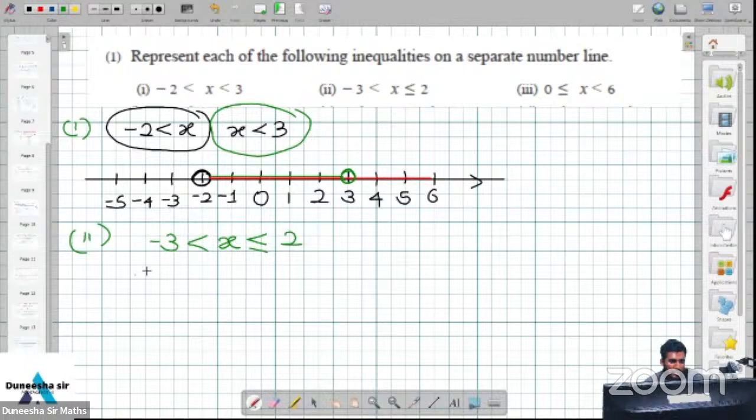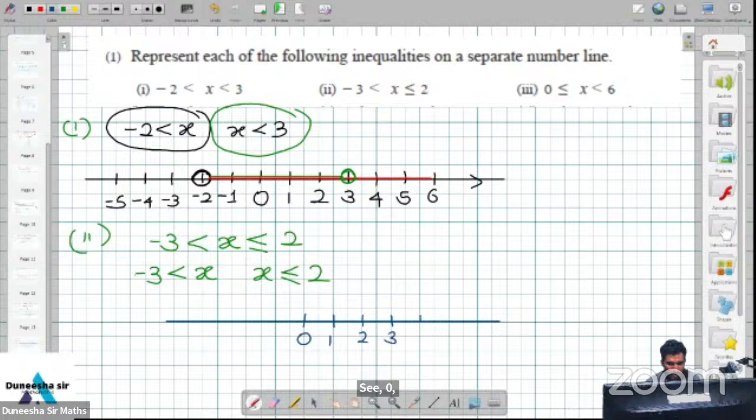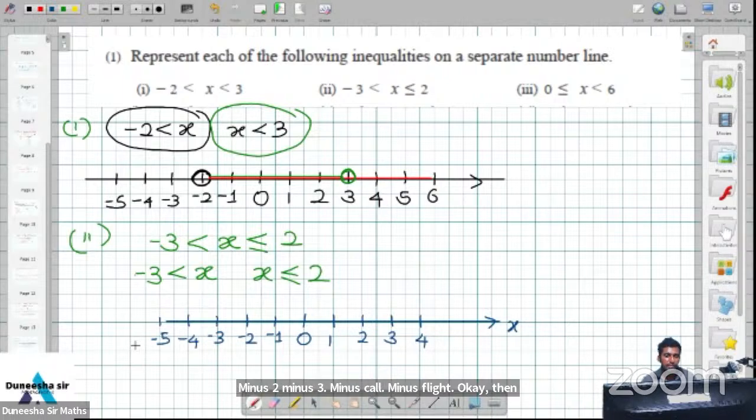What is -3 less than x, the other is x less than or equal to? 0, 1, 2, 3, 4. x, -1, -2, -3, -4, -5. Okay. What happens for values greater than -3?